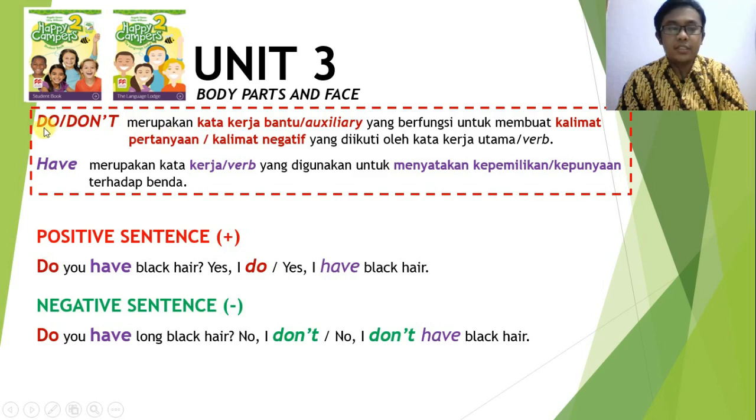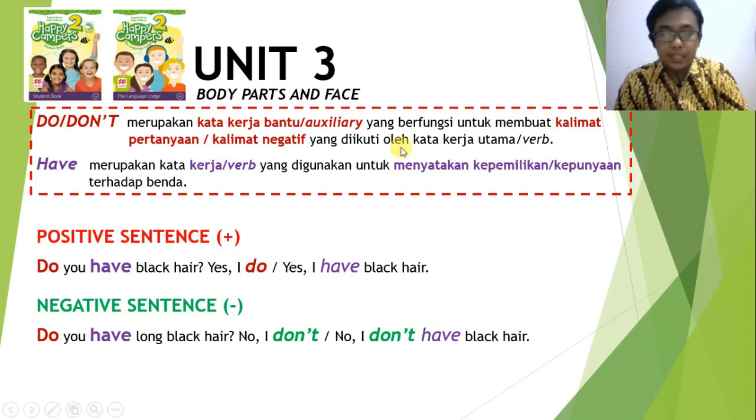So in English, the word "do" is called auxiliary, atau kata kerja bantu. Tapi kalau bentuknya kata kerja, do itu maksudnya melakukan ya. Jadi kalau di sini untuk fungsinya di grammar dalam kalimat pertanyaan ini adalah sebagai kata kerja bantu yang berfungsi untuk membuat kalimat pertanyaan menggunakan do atau membuat kalimat negatif menggunakan don't yang diikuti oleh kata kerja utama atau verb. Nah, karena do itu kata kerja bantu, dia pasti akan diikuti oleh kata kerja utamanya atau verb.